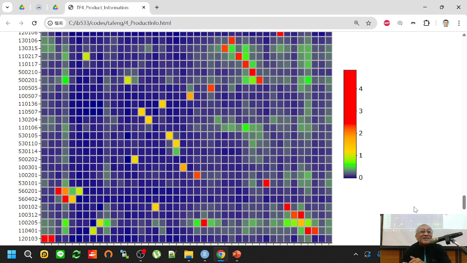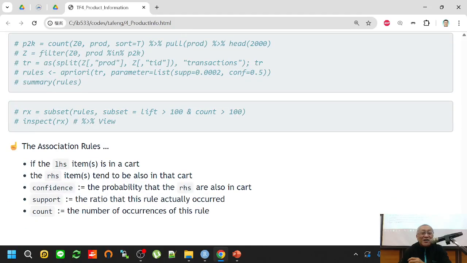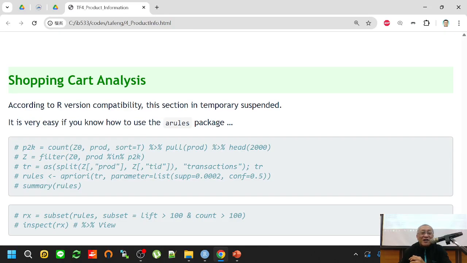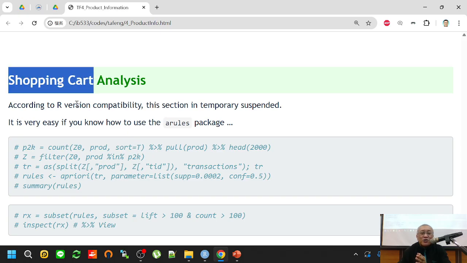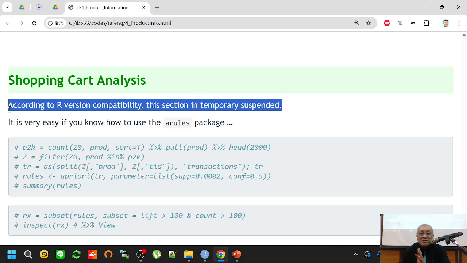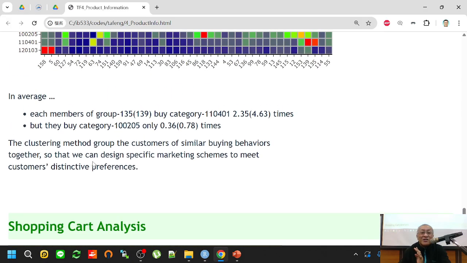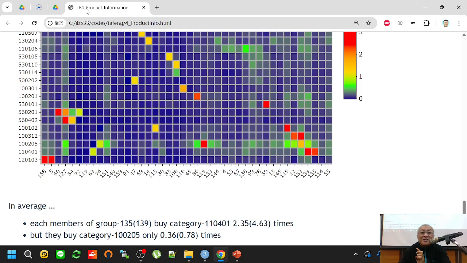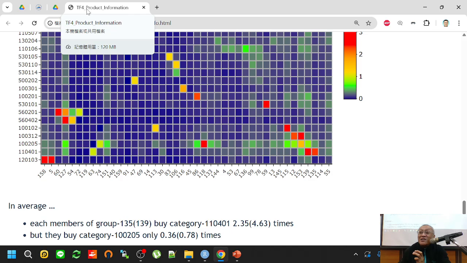So this is what we want to cover in this shopping cart analysis. Because of the R version compatibility problem, this section I would temporarily abort it, suspend it. So this is all I want to cover in this notebook.